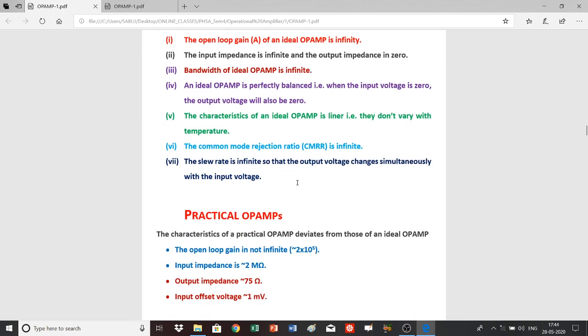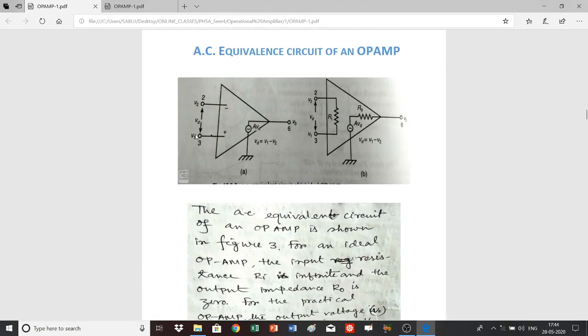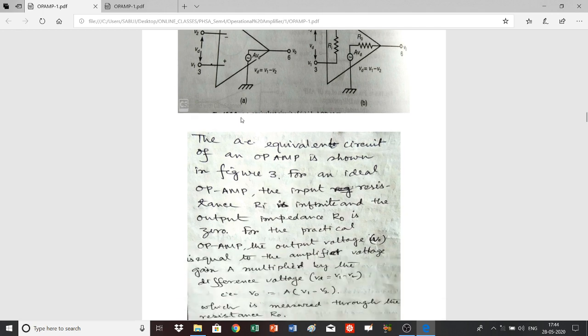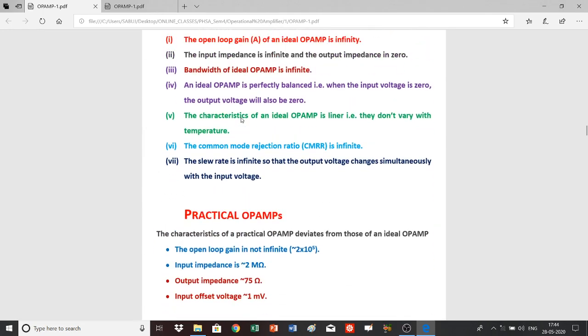And further, this characteristic is most important because we will discuss this topic later. An ideal op-amp is perfectly balanced. That means if you apply equal voltages to the inverting and non-inverting terminals, that means V1 and V2, if V1 and V2 are equal, then the output V0 will be equal to 0, and then it will be called perfectly balanced. In case of an ideal op-amp, it is perfectly balanced.